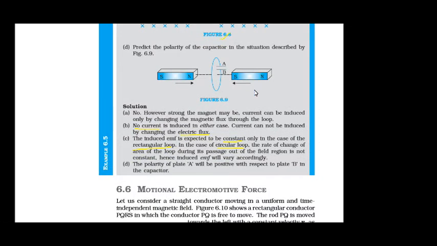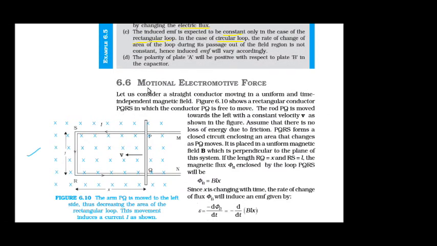Let us see the question number D. Predict the polarity of the capacitor in the situation described by figure 6.9. So the polarity of plate A will be positive with respect to the plate B in the capacitor. Now let us see section 6.6, motional electromotive force. The next topic, 6.6, motional electromotive force, we will do in the next class.